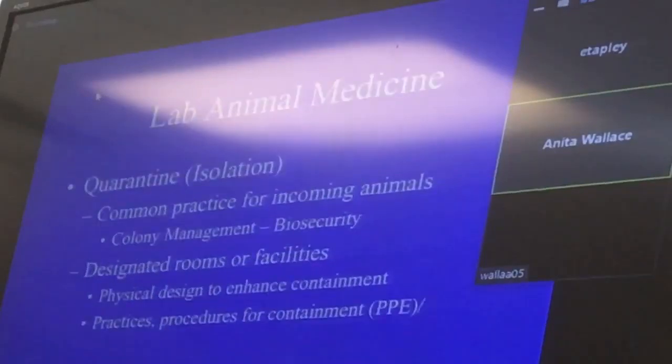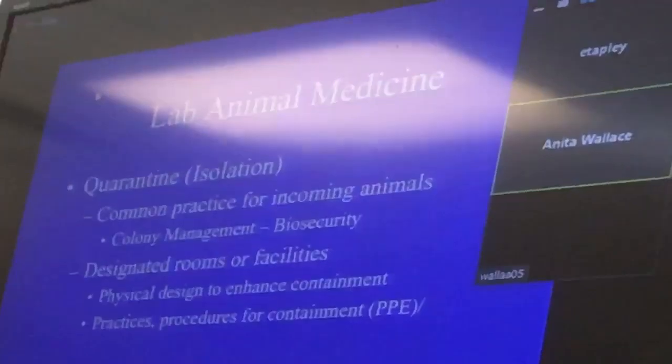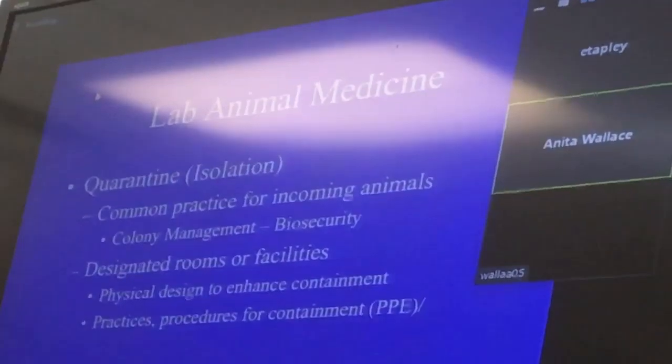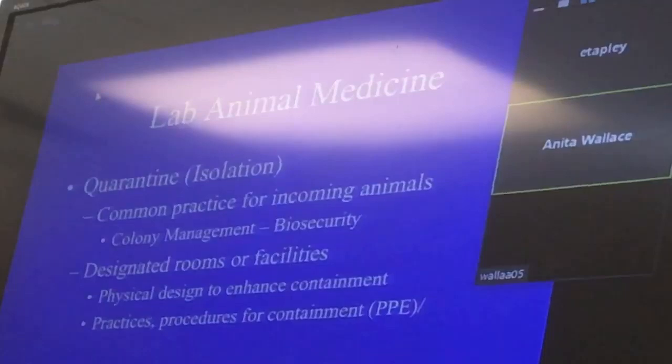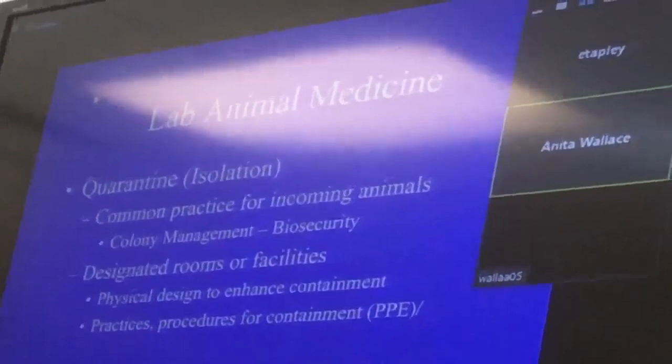Quarantine and isolation is a common practice of incoming animals in a laboratory animal environment. And we practice veterinary medicine from a colony health perspective in laboratory animal medicine. We aren't as focused on the individual animal as you would be in private practice. So when you're bringing animals into a colony, you want to have in place quarantine and isolation procedures to ensure the health of those animals before introducing them to an established colony. Because at the end of the day, it's all about preventive medicine, as we'll talk about.